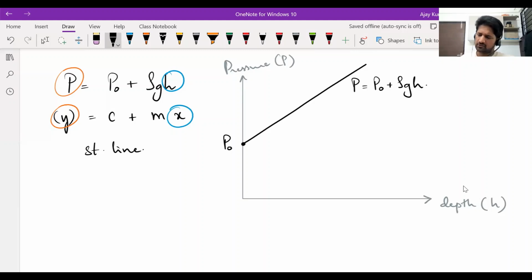So they may even ask you questions like this. What is the slope of the pressure-depth graph? Okay. So slope here, now height was taken on the x-axis. Whatever is the coefficient of x is the slope. So rho g becomes the slope. Density of liquid multiplied with gravity.